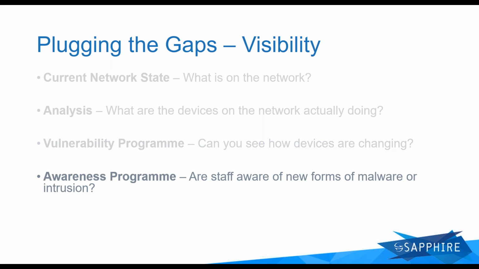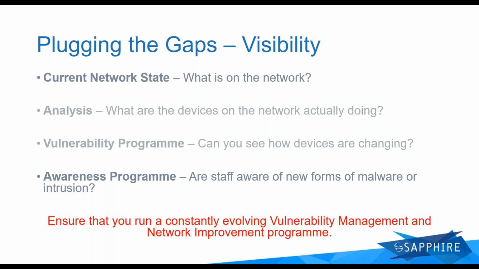In addition to the vulnerability management program, we do need an awareness program. We need to inform staff of new forms of malware and intrusion, how they work, how they're getting into the network, and what those individual members of staff need to look for to be able to help you, in addition to your network security controls. If you can run a constantly evolving vulnerability management network improvement program, you're well on the way to enabling a far better ability to protect yourself against malware and any other form of unwanted software.